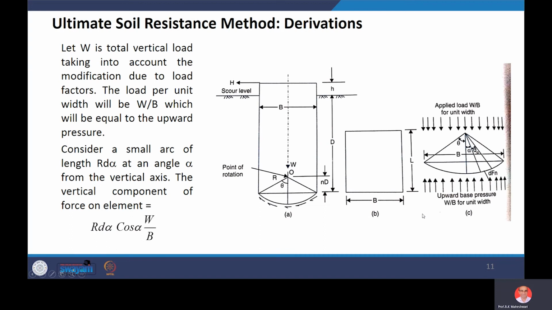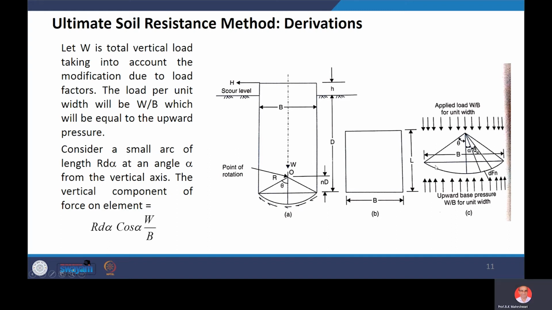So it is explained in this figure. You can see what is shown here. You have a cylindrical well. The depth of the well is D, capital D, and H is the height of the scour level from the ground level, small h. Then O is set as the point of rotation, and R is the radius of this cylindrical well, and this point of rotation is at a height ND, where N is normally 0.2 as discussed later also. And this is the plan of the well, where the width of the well is B and the length of the well is L. So that means its cross section is rectangular, not circular.